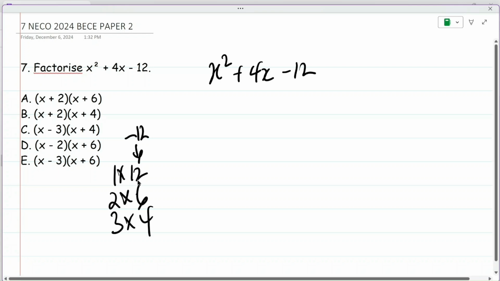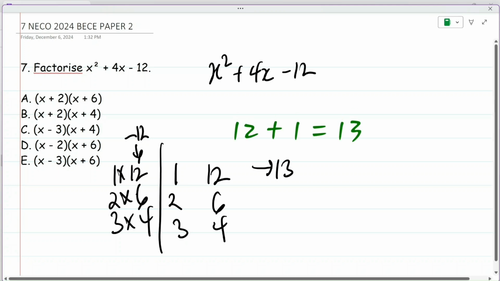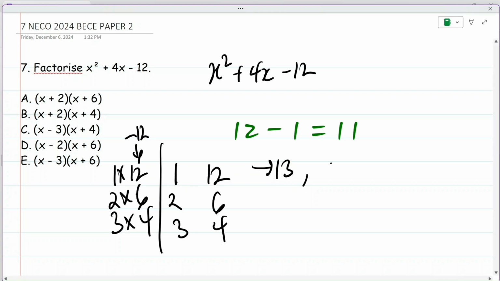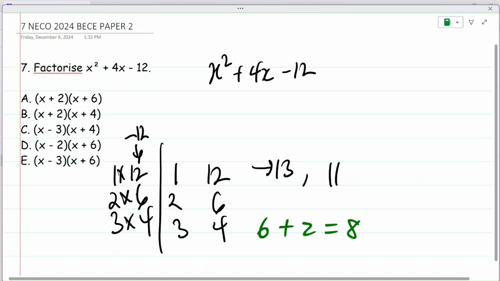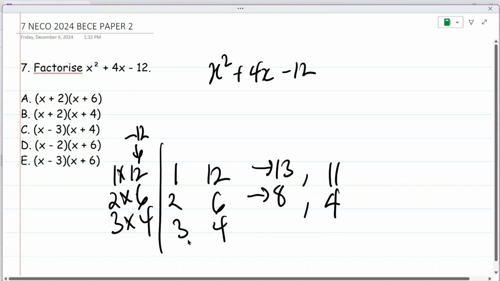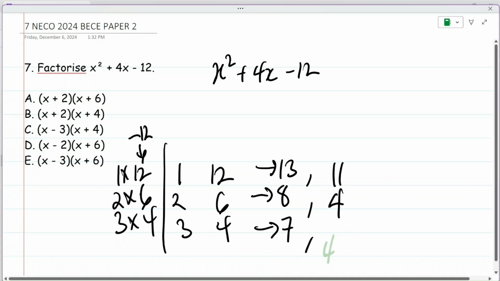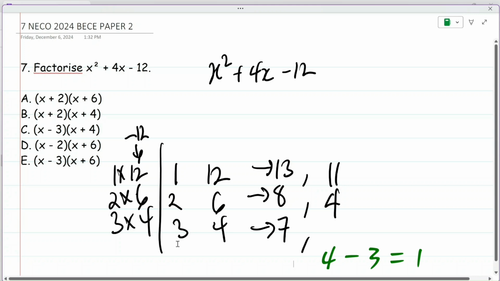Looking at all these options, let's write it out. You have 1 and 12, you have 2 and 6, and you have 3 and 4. If you add 12 and 1 together, it gives you 13. If you subtract them, putting the larger number first, you get 11. That's 12 minus 1. In the second case, if you add them together, you get 8. If you subtract, putting the 6 first, you get 4. For the third one, if you add them together, you get 7. When you subtract, that's 4 minus 3, you get 1.